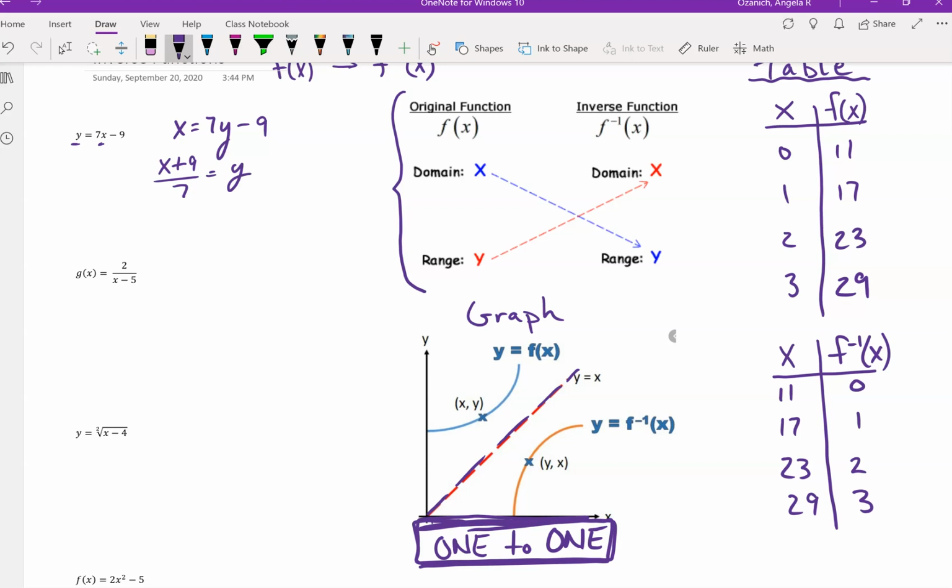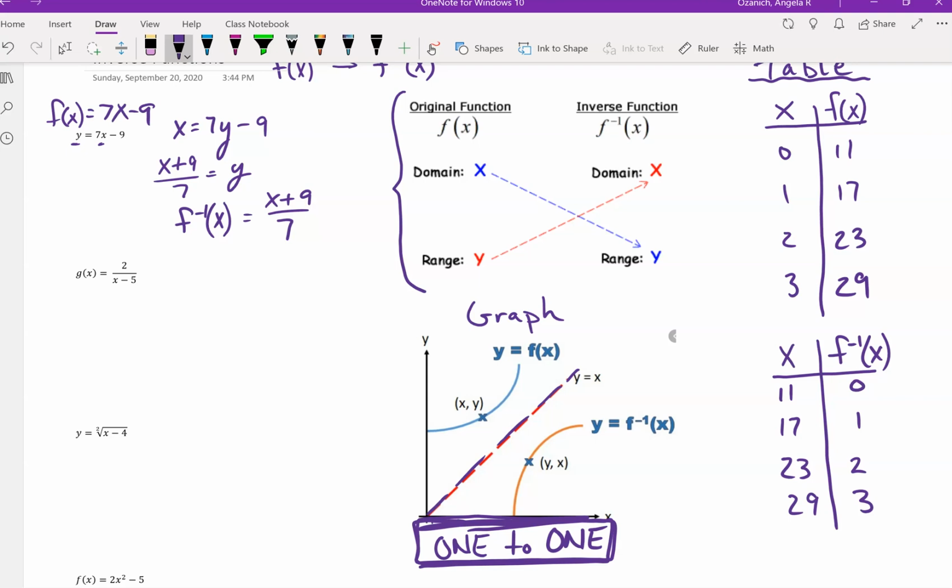So we're going to do a little mental math there, adding 9 to both sides, dividing by 7 to get y by itself. So now we have the inverse function, that is x plus 9 divided by 7, where our original f of x was equal to 7x minus 9.